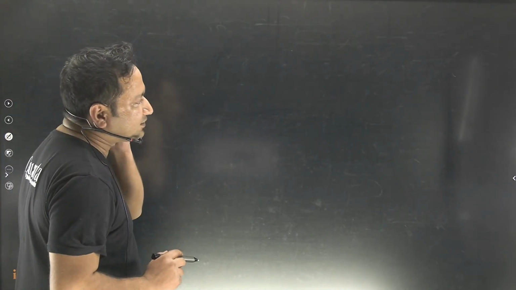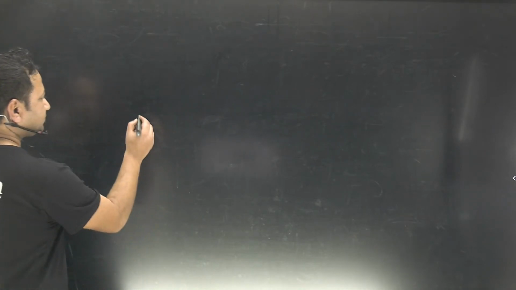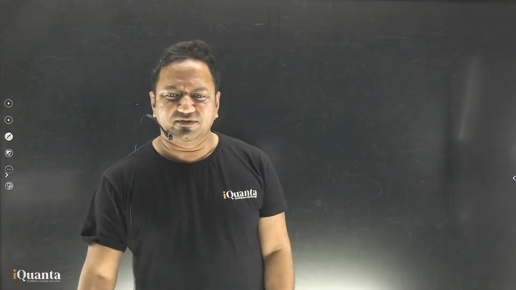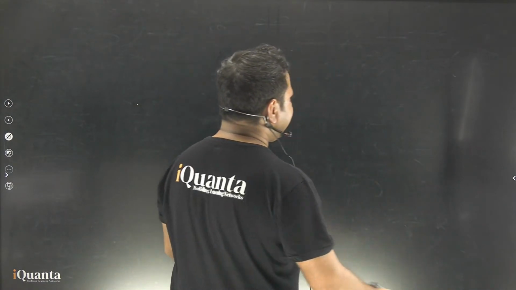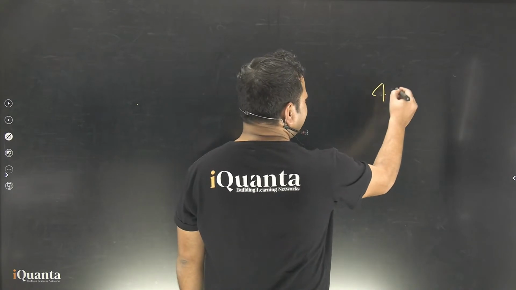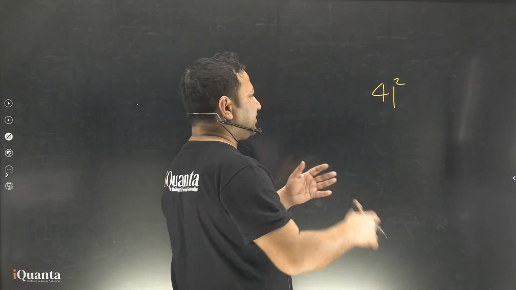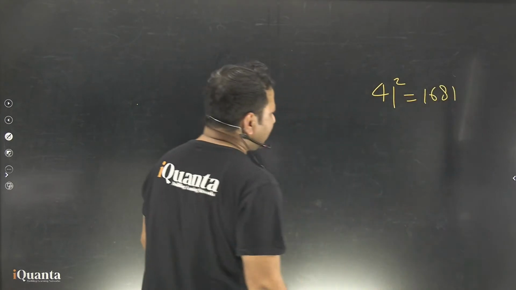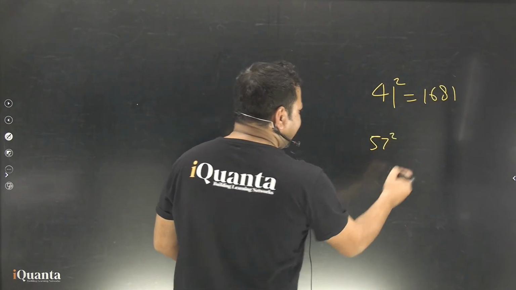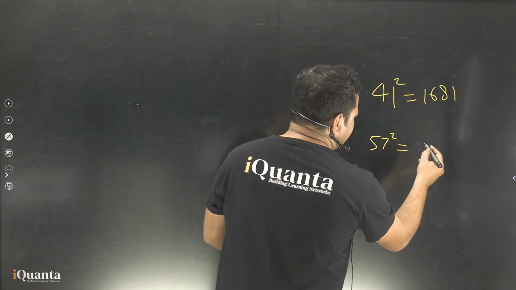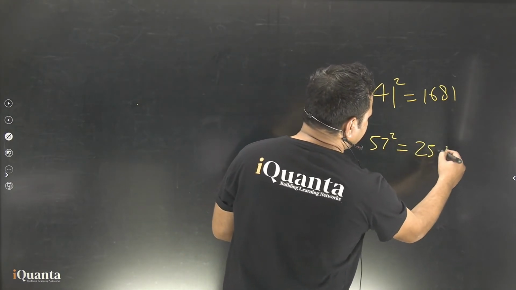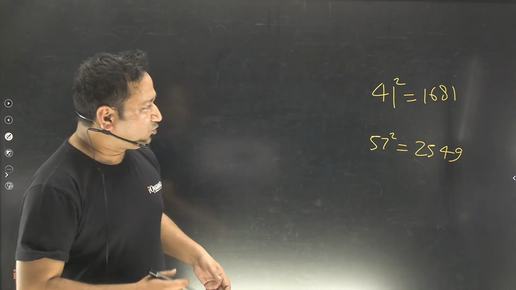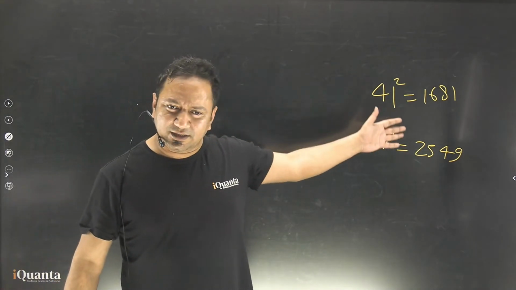Now I'll tell you something, a very beautiful concept. Look at this. If someone comes to you and asks, okay guys, tell me square of 41, what would you say? You'll probably keep on doing all the stuff and come up with 1681. Someone asks you, okay, what is square of 57? Again, you'll do some stuff and come up with 3249.